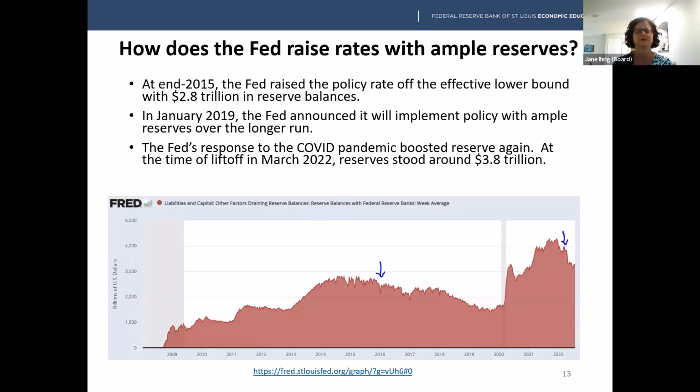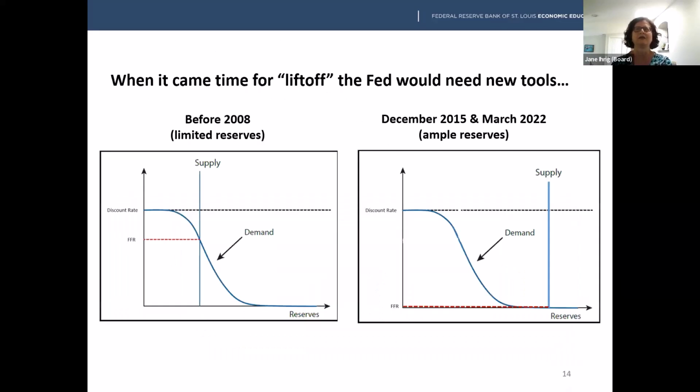So the next slide shows us how to think about it in terms of graphs. The left-hand side of this slide shows you the supply and demand figure before the global financial crisis when there were limited reserves, what Scott was talking about, the downward sloping demand curve and the supply curve intersecting the downward sloping demand curve where there was limited reserves in the banking system.